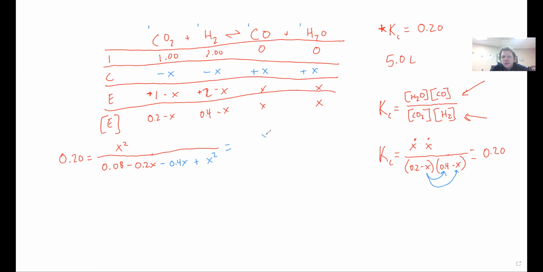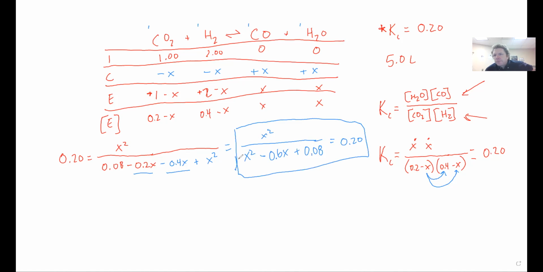So I'm going to rewrite this just so I can combine as many variables as possible. I'm going to say x squared divided by, I'm going to start out with x squared minus, combine these two because they both have a common x variable there. So I'm going to say that's minus 0.6x plus 0.08. All that is equal to 0.20. Okay, so this function right here has everything that I need to know.